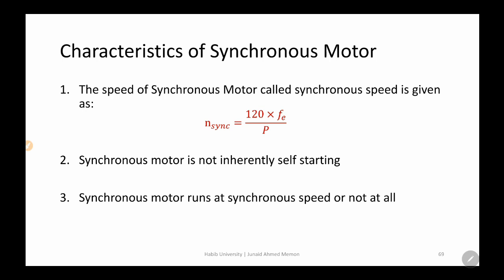So this was the basic principle, which suggests from intuition how we should start the synchronous motor. It means that we have a very important characteristic of a synchronous motor: the synchronous motor runs at the synchronous speed or not at all. The speed at which the synchronous motor can run is only the synchronous speed. The motor cannot run above or below the synchronous speed, even when the load changes. This is a very important characteristic seen in the synchronous motor.